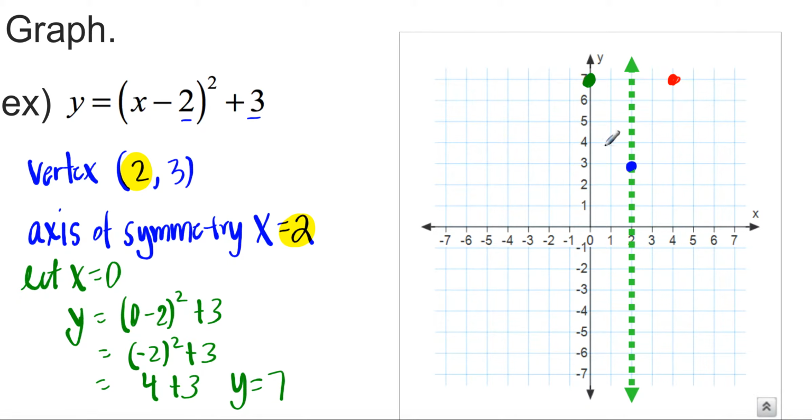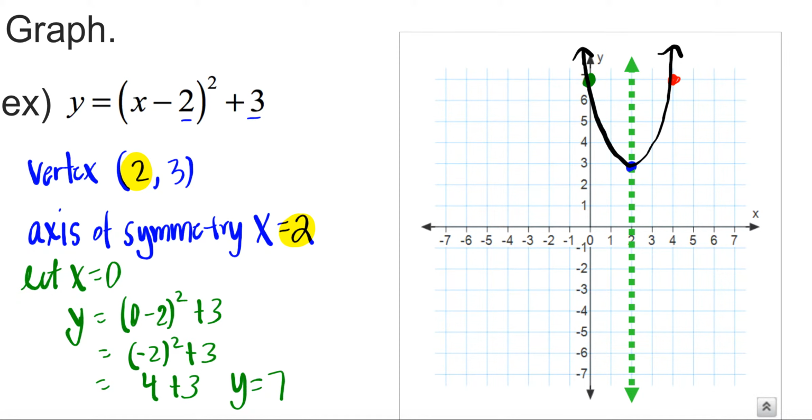And you can find more points. You could plug in x is 1 and get a value. You could plug in x is 3. Or you can stop right there and make this a U shape. It's definitely not a V. It's more of a U shape. And there's our parabola.